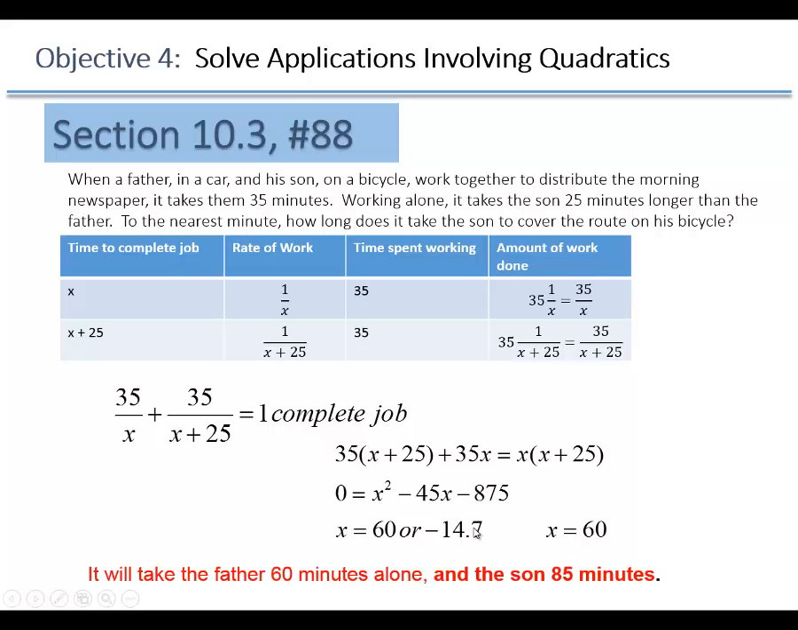Well, we can't have a negative time to do the job, so we can forget about that negative solution. So our value of x must be 60. Or in other words, it takes the father 60 minutes to do the job on his own. And the answer to our question, how long does it take the son to do the route? 60 minutes plus an extra 25 longer. It'll take the son 85 minutes to do the job.